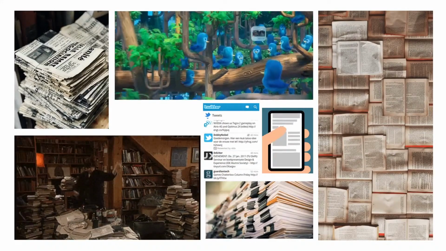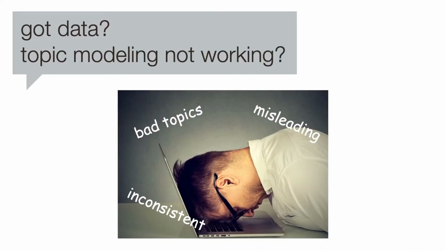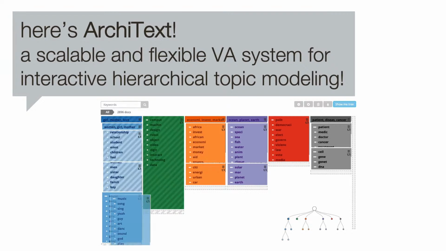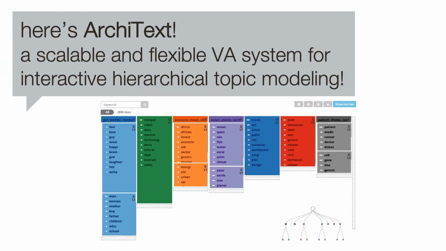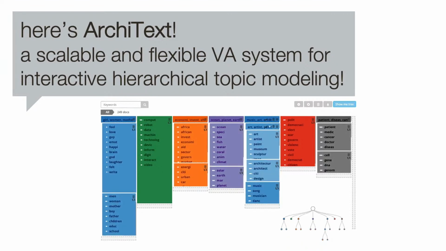Imagine you have tons of text data to analyze. And you want to get an overview of your data, but traditional topic modeling techniques such as LDA are not working for you. Then, why don't you try Architext? We introduced a scalable and flexible way to interactively build hierarchical topics.